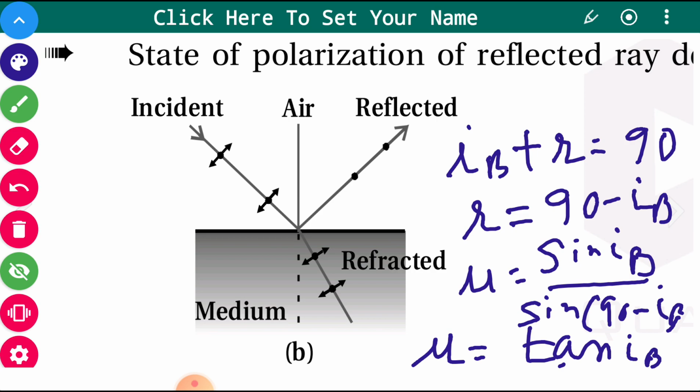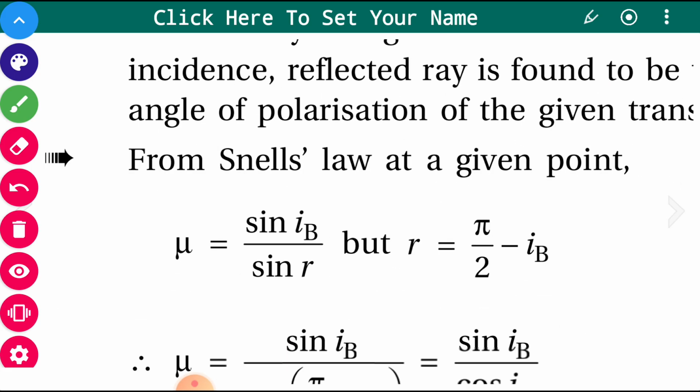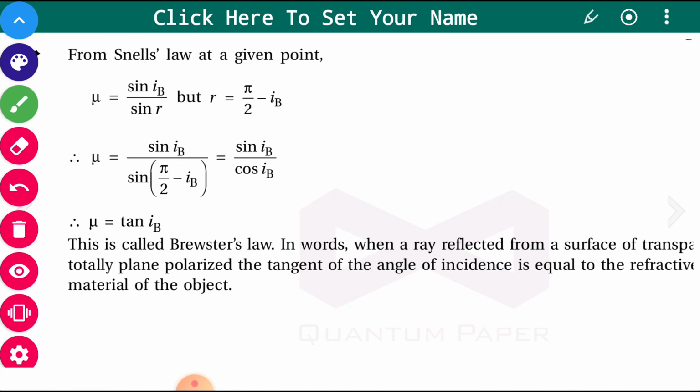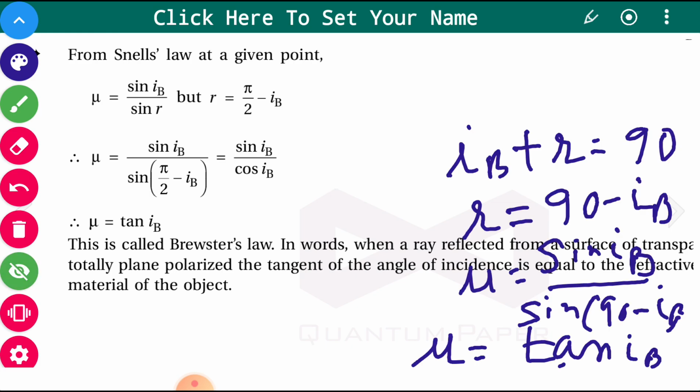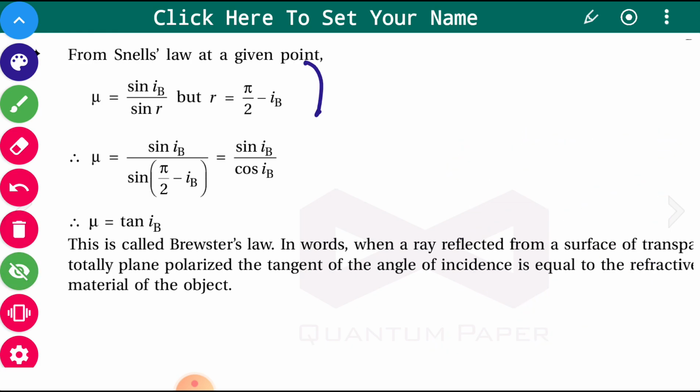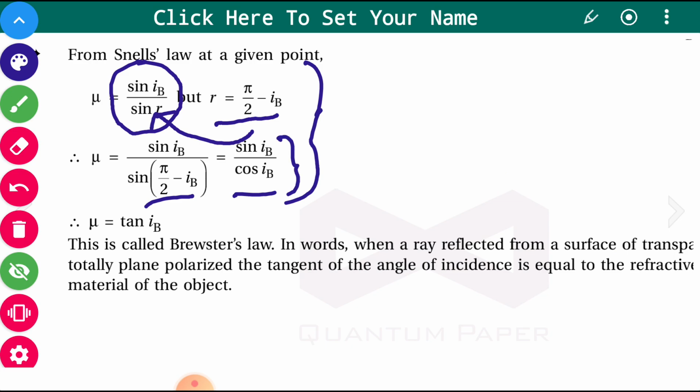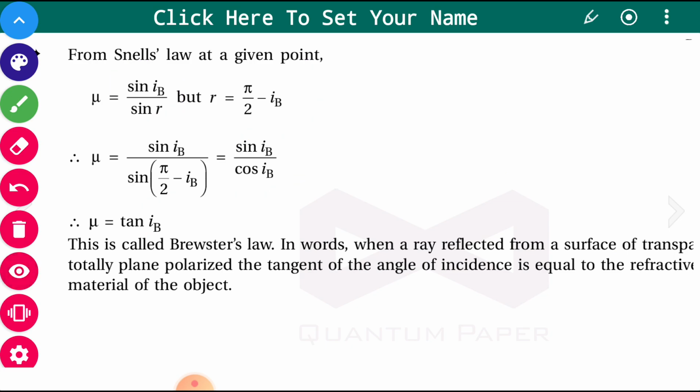Here our chapter 10 comes to an end. The theory part we have already completed. Now this is the equation, mu is equal to tan IB. It has been clearly explained here: sin IB upon sin R, but R is 90 minus IB, so instead of R they have substituted this value. So 90 minus IB becomes cos IB, and sin IB upon cos IB gives you tan IB. So we have completed this chapter. Next time we shall discuss the examples and the numericals.